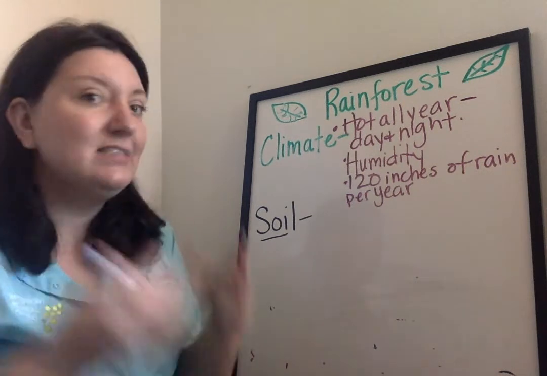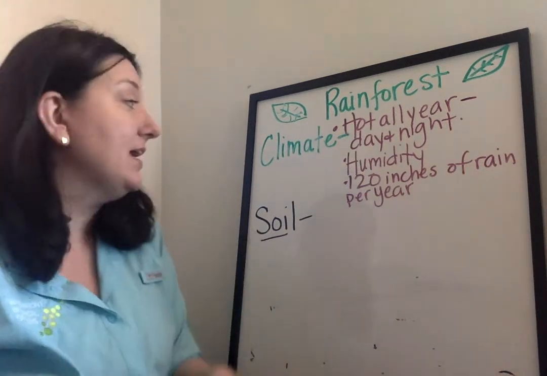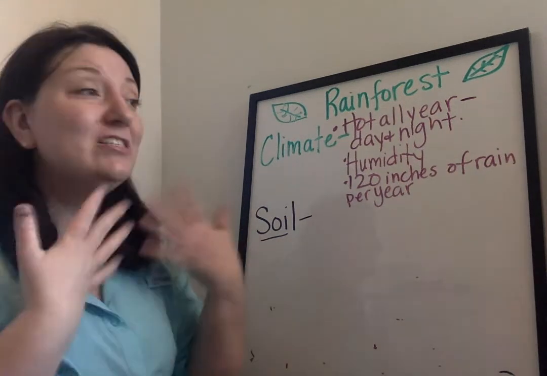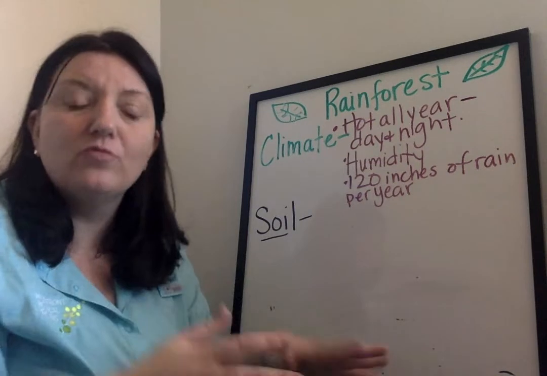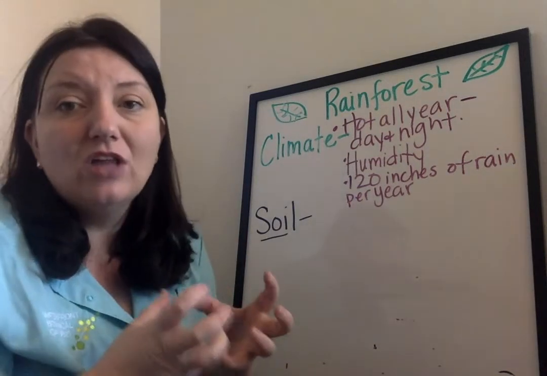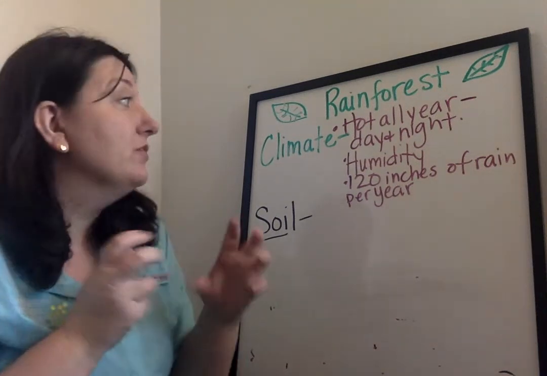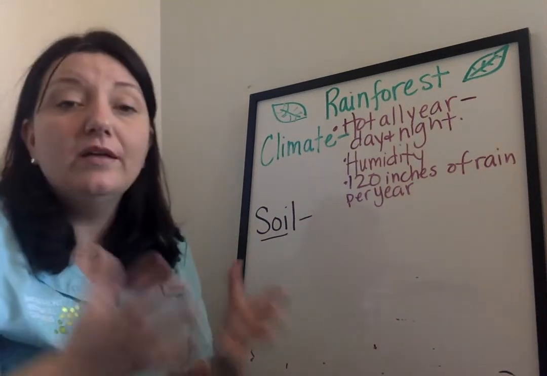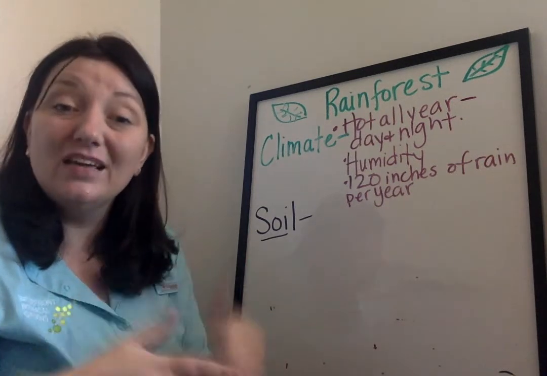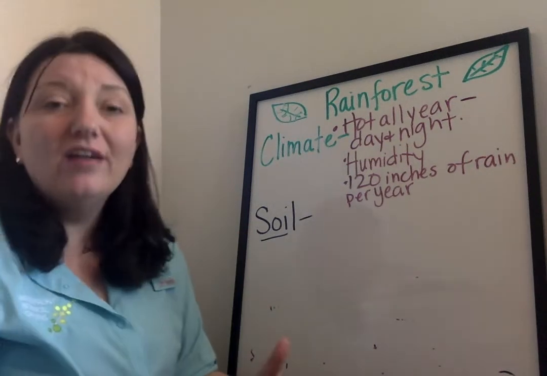Because it rains almost every day, so constantly, a lot of the nutrients in the soil get washed away into the river, like the Amazon River, pretty regularly. So there's not a lot of good, thick nutrients in that soil that those plants can use. The soil actually happens to be pretty thin because a lot of it gets eroded or weathered or washed away. And there's not a lot of nutrients.